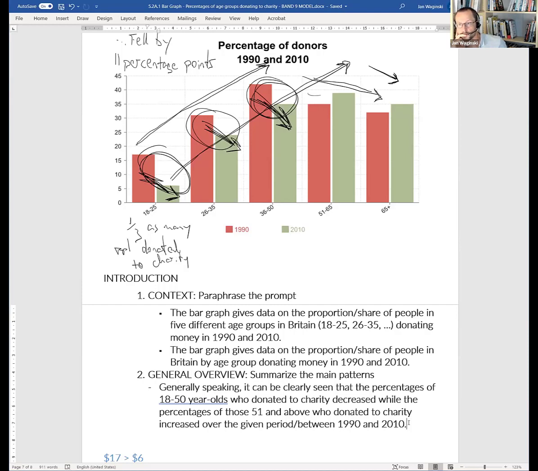If we take the elderly group 65 plus and compare it with the 51 to 65, the number of people is decreasing. The donation is decreasing, if we compare just these two. How can we say an overall? So overall, it's increasing. It's not increasing. No, these two have increased.